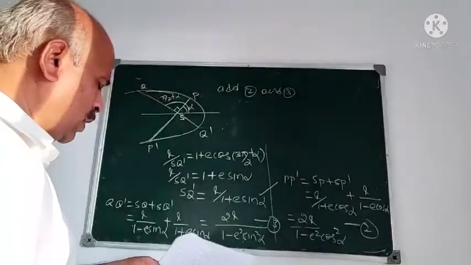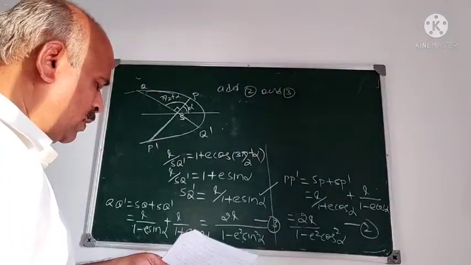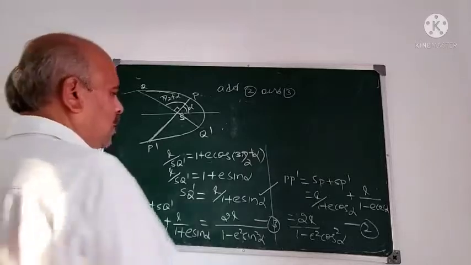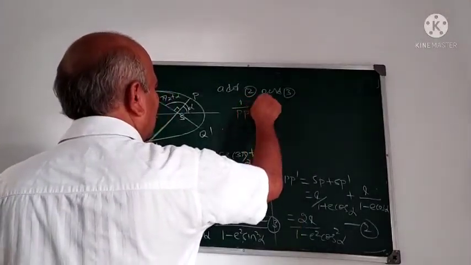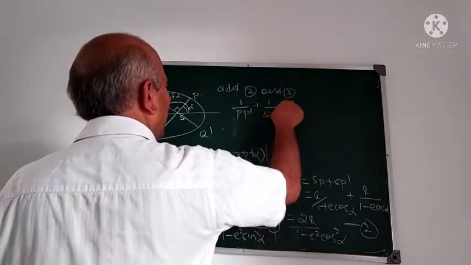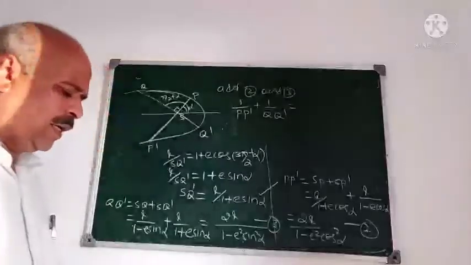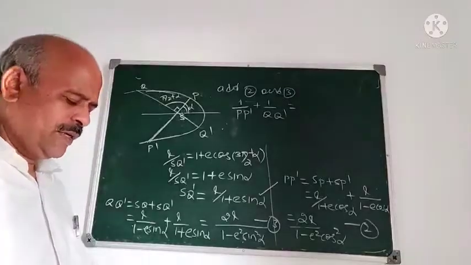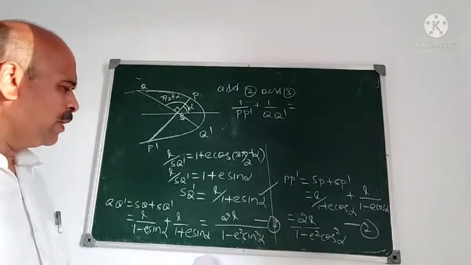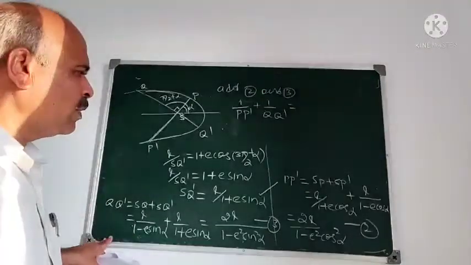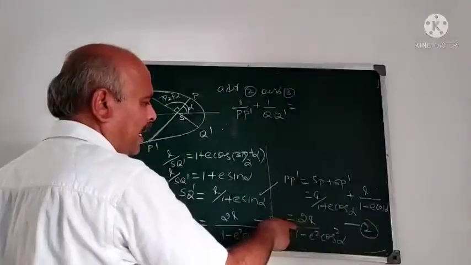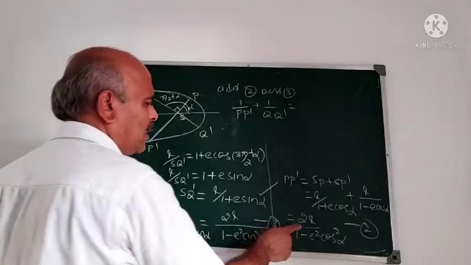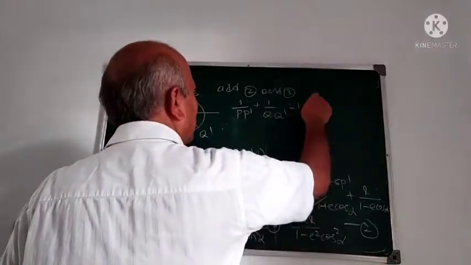Sum of the reciprocals of two perpendicular chords. Reciprocals means we have to take 1 upon PP dash plus 1 upon QQ dash. We add 2 and 3, which means I take 1 upon PP dash here. What is 1 upon PP dash?